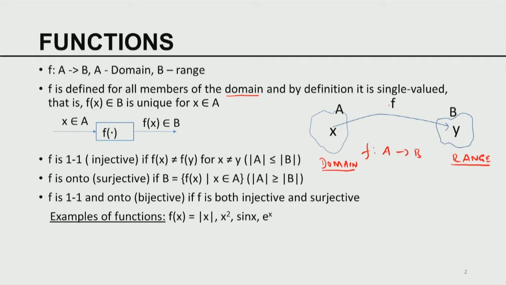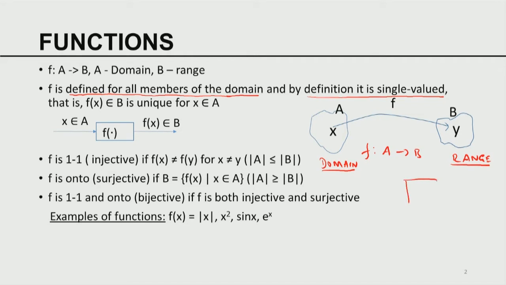By definition, F has to be defined for every member of the domain. The value of F in the range need not take all the values in B. That's where the distinction between various functions comes in. So by definition, F is defined for all members of the domain. That means you cannot leave anybody out. By definition, a function is also called single valued. What do you mean by single valued?